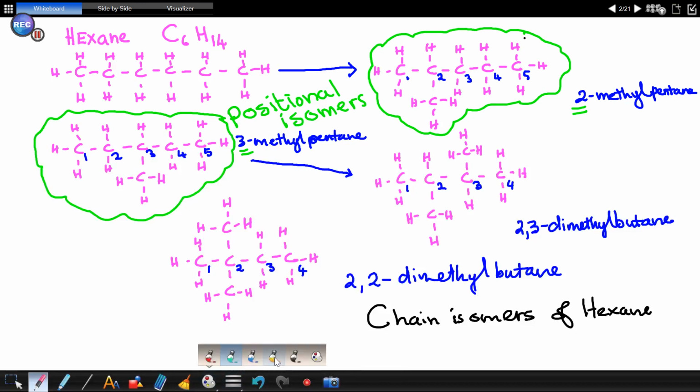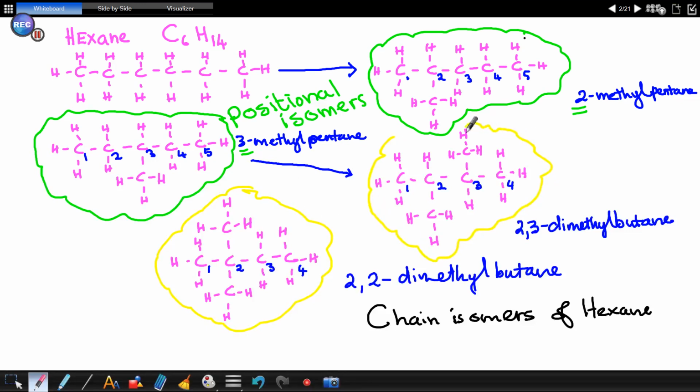Yes, these ones are also positional isomers because their chain lengths are the same, but the position of the methyl groups is different. Here it's 2 and 3, here it's 2 and 2. So these two are positional isomers. They are positional isomers because the longest chain length is the same, but the position of the methyl groups is different.